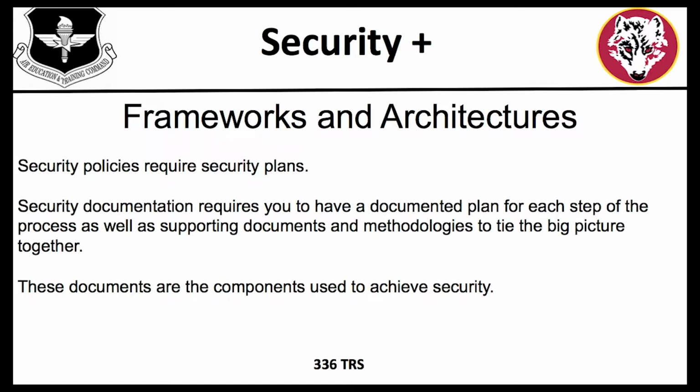The second bullet, security documentation, requires you to have a documented plan, and that's essentially what this is, for each step of the process, as well as supporting documents and methodologies to tie the big picture together. As we can see at the bottom here, these documents are the components used to achieve security. A thing to remember is that you might hear them called frameworks, policies, guidelines, standards, and so on. But each of these has a specific meaning, even if there is a lot of overlap between them.